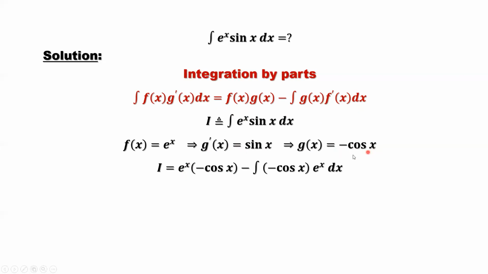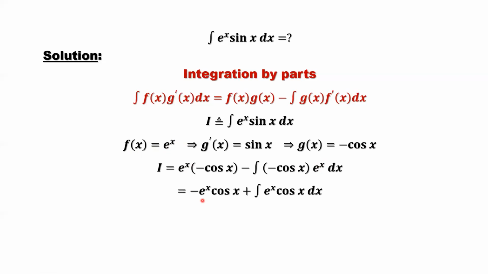G is negative cosine x. F equals e to the power x. F prime is the derivative of f. The derivative of e to the power x is the same as e to the power x. E to the power x is here. Simplify. The right-hand side, we have the following.